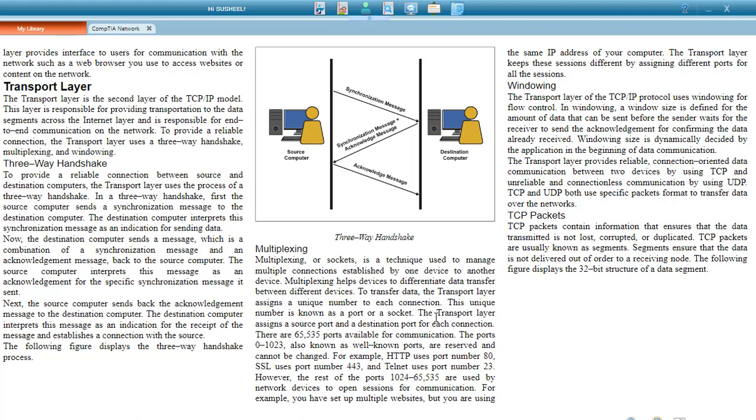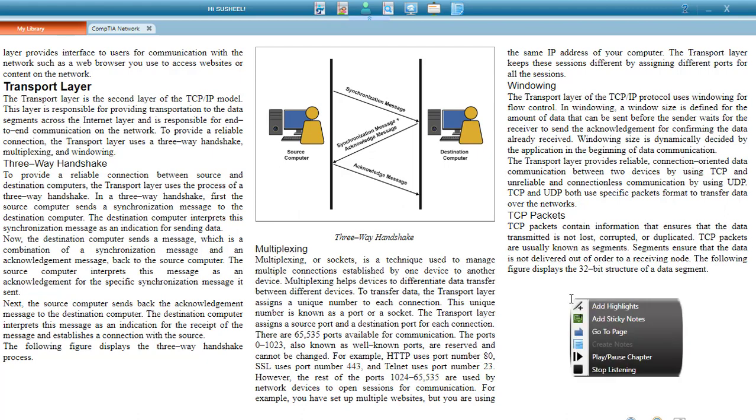Transport layer. The transport layer is the second layer of the TCP/IP model. This layer is responsible for providing transportation to the data segments across the internet layer and is responsible for end-to-end communication on the network. To provide a reliable connection, the transport layer uses a 3-way handshake, multiplexing, and windowing.